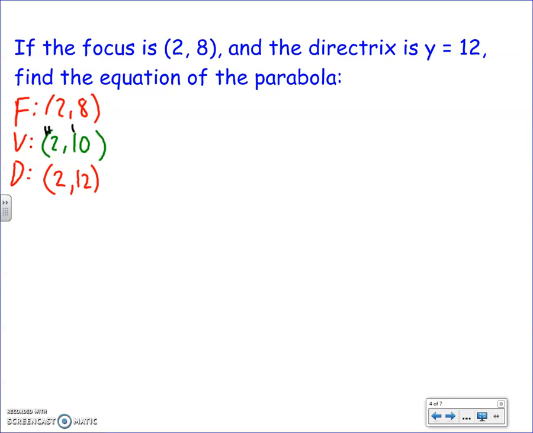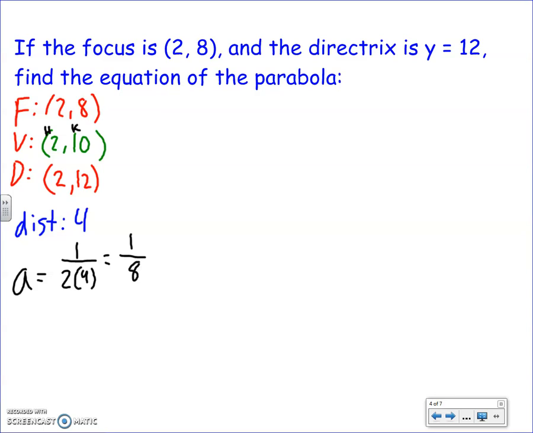We need to find A, but to find A, you have to find the distance from F to D. So how far is it from 8 to 12? That's 4 spaces. So A is going to be 1 over double that distance, 2 times 4, which is 1 over 8.